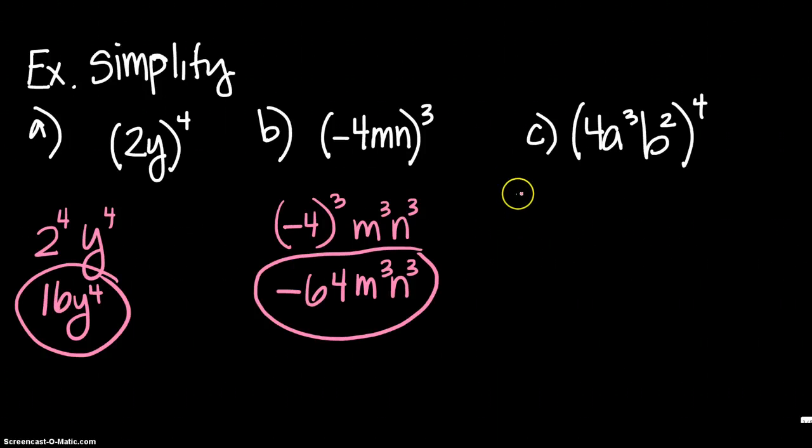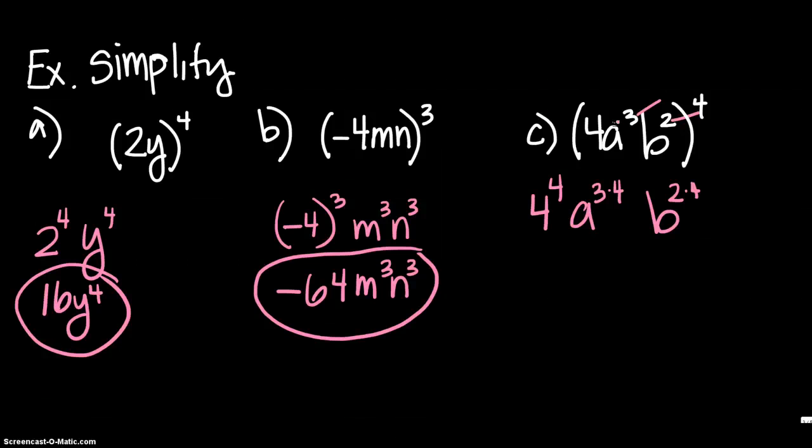That's what we learned, right? Don't forget to do it to the number as well. Okay, so same thing goes here. 4 to the 4th power, a to the 3 times 4 power, b to the 2 times 4 power. Now remember, this looks diagonal, right? Diagonal. So make sure you multiply.